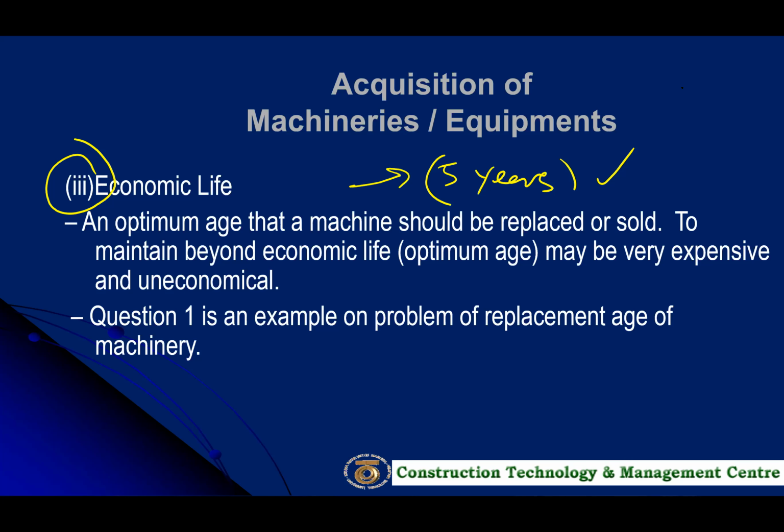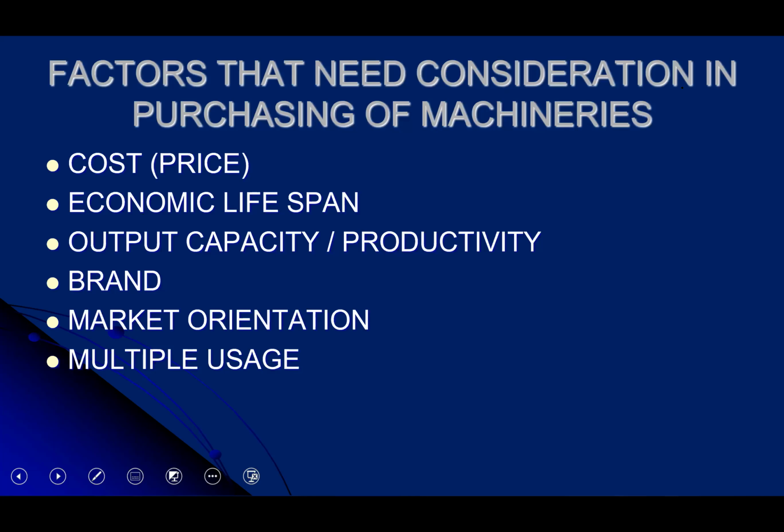And then the other factors, other than the three that we already mentioned. For sure, the cost. When you decide to purchase machinery, the cost factor could be very important, where you need to consider the interest rate, where you are going to get the money from, etc. Then you have to do some kind of calculation. Economic lifespan, we already mentioned. Output capacity, we already mentioned.